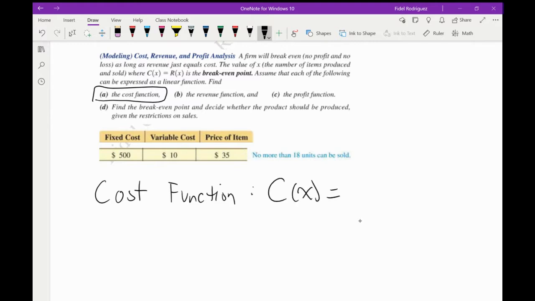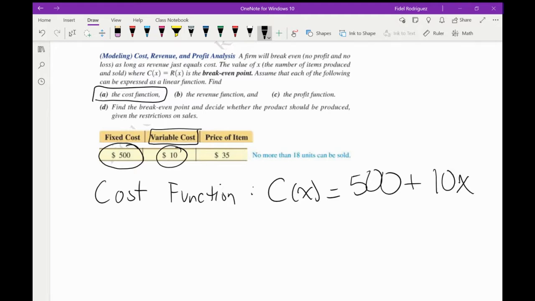Okay, so the cost function, we call it C of X. The fixed cost means that's the amount we're going to spend regardless of how many items we produce, whatever it is we're making. So we already know we're going to spend $500. And then for each item that we make, it's going to cost us $10. So my cost function is going to be C of X equals 500 plus 10X.